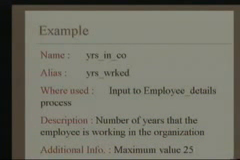Is there any extra description? Yes, the description is the number of years that the employee is working in the organization. Any additional information is that the maximum value for this field can be 25. Probably because the organization was started up only 25 years back. So obviously an employee cannot be working for more than 25 years in the organization.